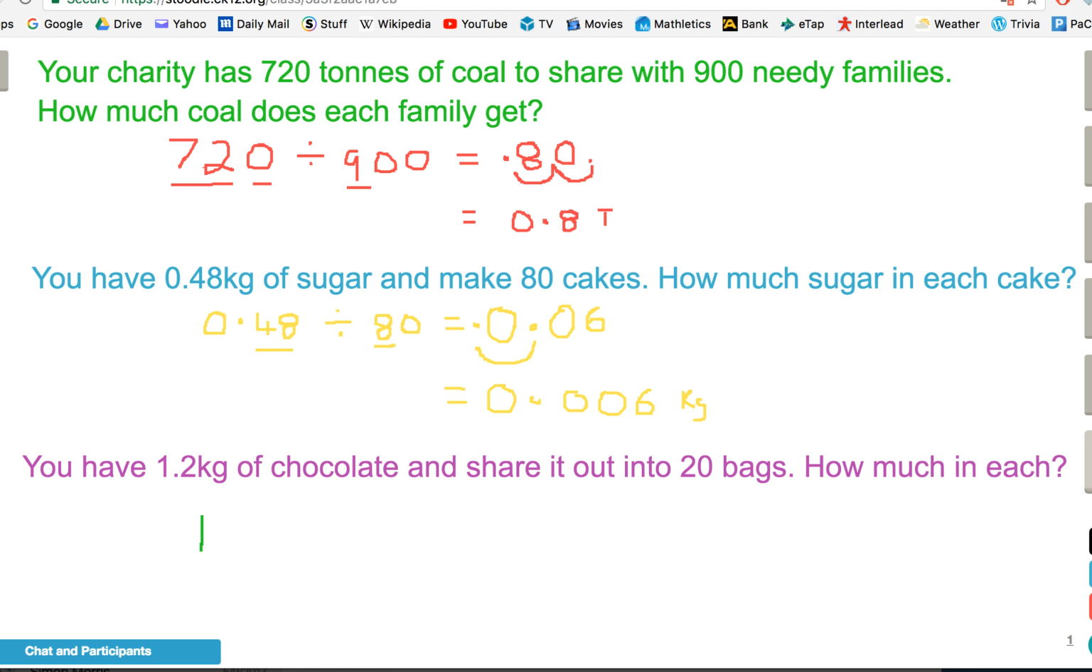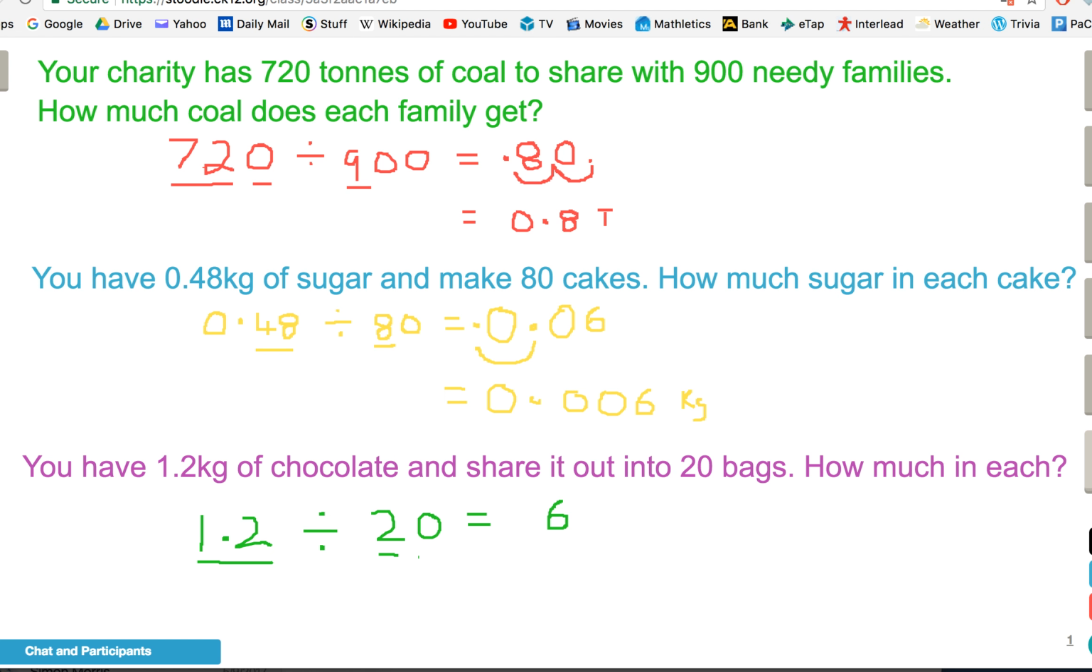The last question here, you have 1.2 kgs of chocolate and you're sharing it out into 20 bags. Maybe you're going camping for 20 days and you want to share out 1.2 kgs so you can have a little bit each day. How much chocolate are you going to put in each bag? Again, you're going to look for some basic facts if you can spot any. Here we've got 12, although it's split across a decimal, it's still the number 12, and it's being divided by 2. Okay, well, we can do 12 divided by 2. We know 12 divided by 2 is 6.